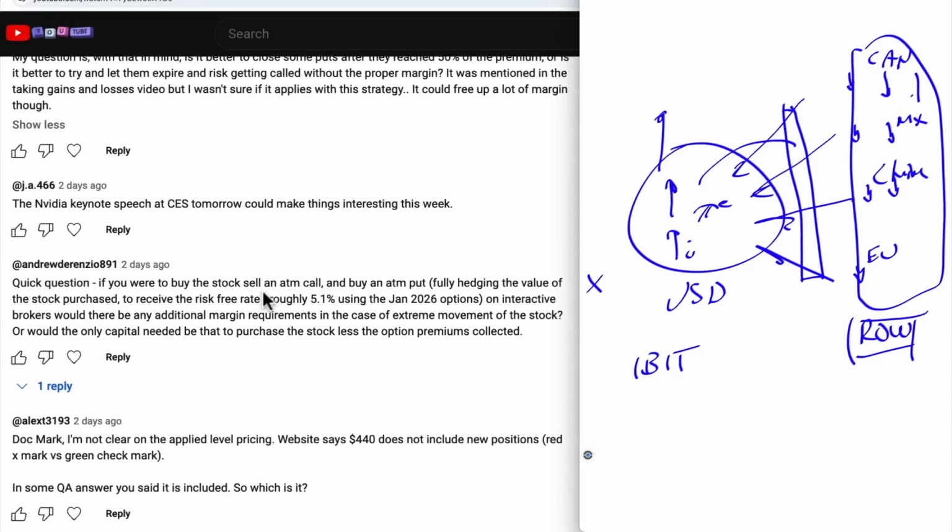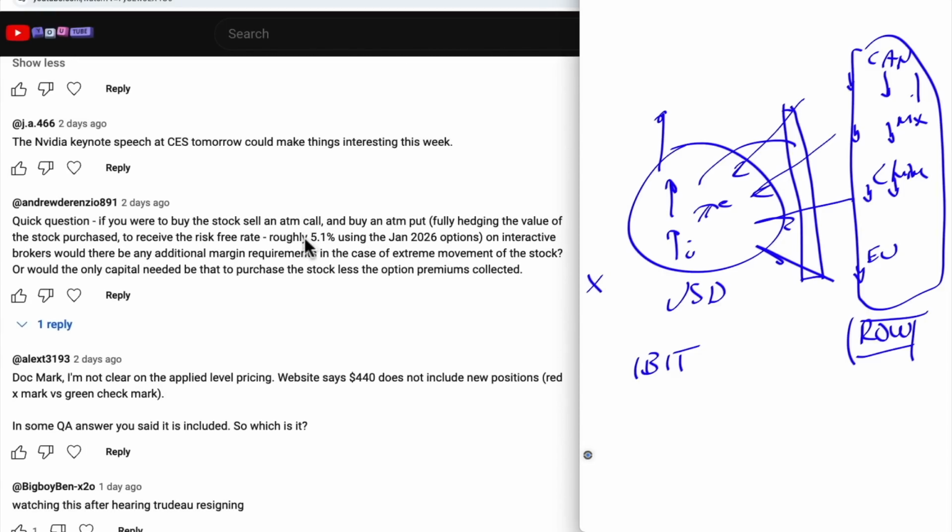NVIDIA keynote speech at CES tomorrow could make things interesting. And it did this morning on NVIDIA, and it came right back down. Not only did it give up the big gain it had, it produced a nice big fat loss on the day.